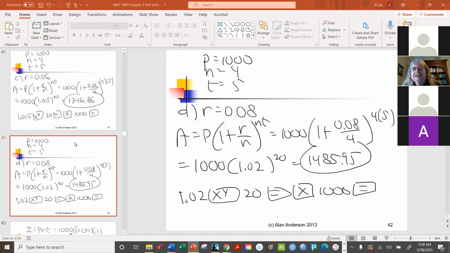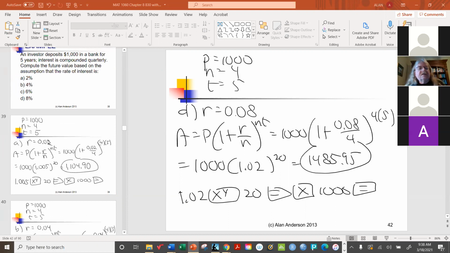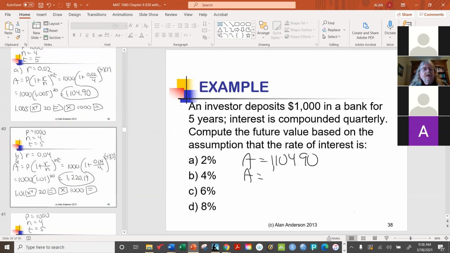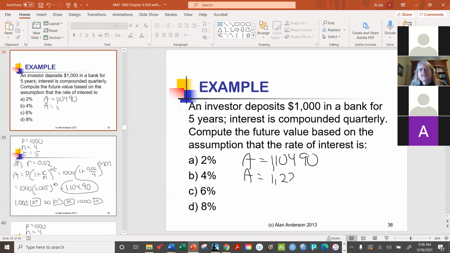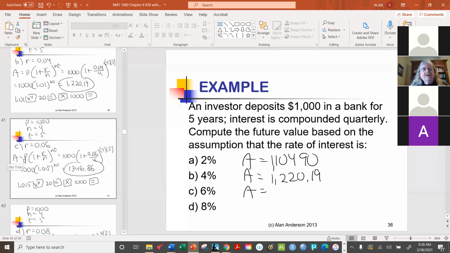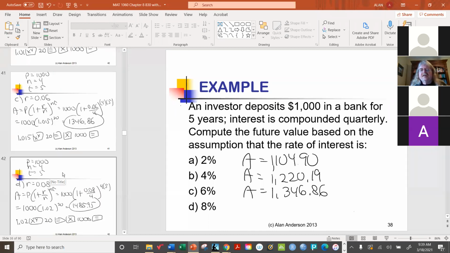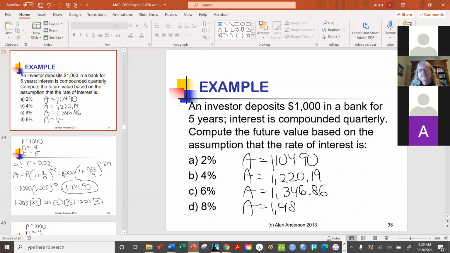1485.95. All right, so let me start filling this in so you can see the difference in each of these cases. This one was 1104. For part B, we got 1220.19. For this one, we got 1346.86. And then this last one was 1485.95. And so you can see it makes a difference, doesn't it?